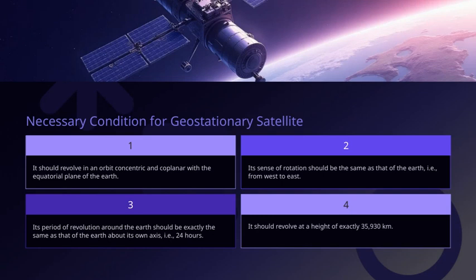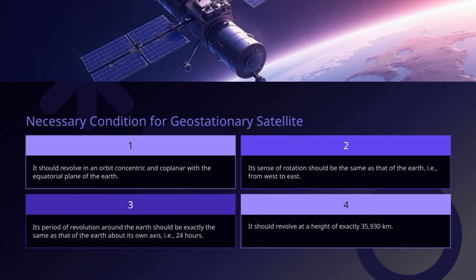All right, let's break down the key points for the necessary conditions for a geostationary satellite. First, it should revolve at a height of exactly 35,930 kilometers. This specific altitude is crucial because it allows the satellite to match the Earth's rotation and stay fixed relative to a point on the equator. Next, the sense of rotation must be the same as that of the Earth, which means it should rotate from west to east. This ensures that the satellite appears stationary to ground observers.